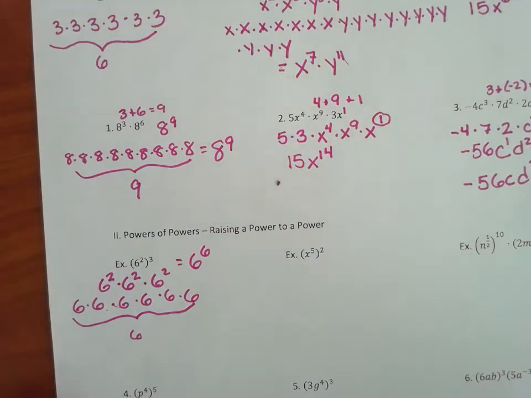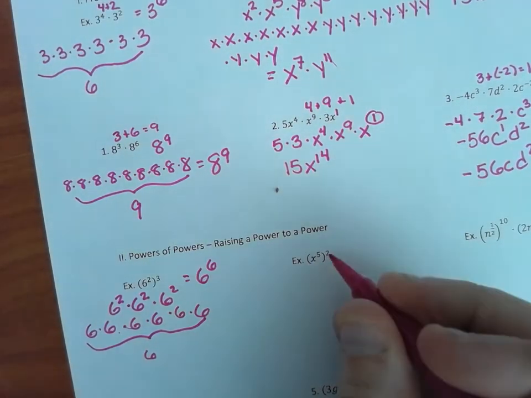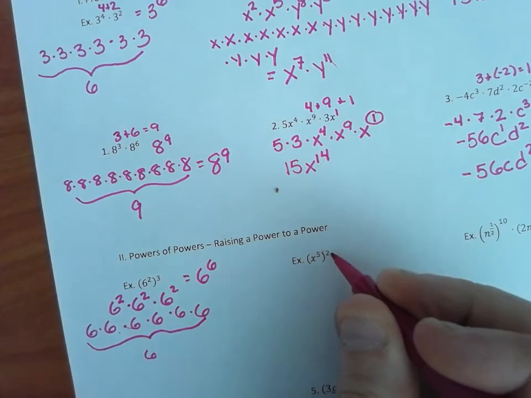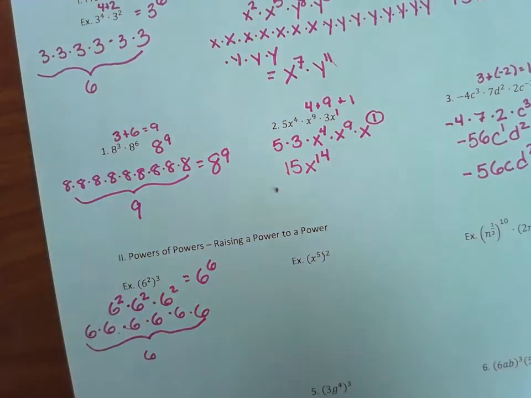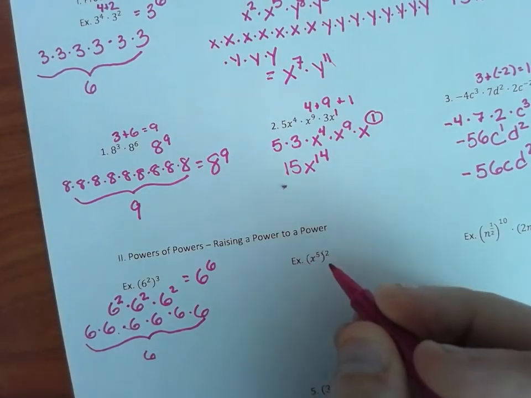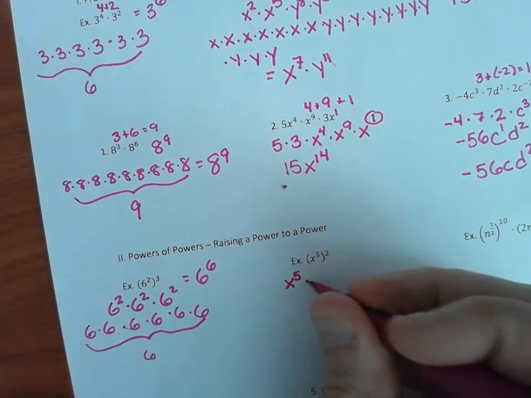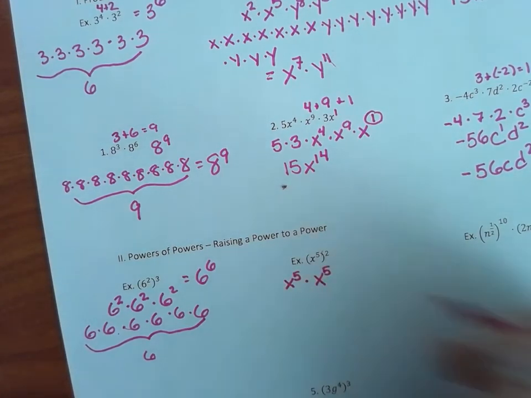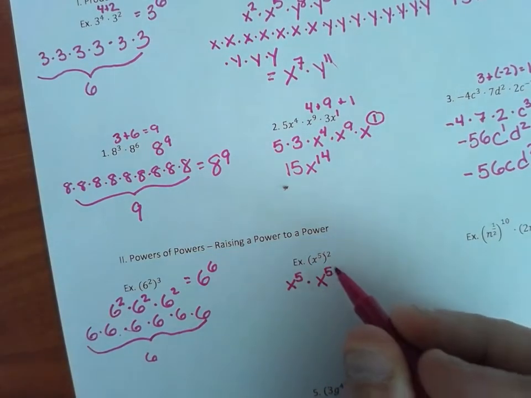All right, second one, x to the 5th squared. This exponent is telling me I have 5 of these bad boys. So, sorry, I lied. This exponent is telling me I have 2 of these things. So I have one factor of x to the 5th, and I have another factor of x to the 5th. That means I have 5 x's here and 5 x's here.